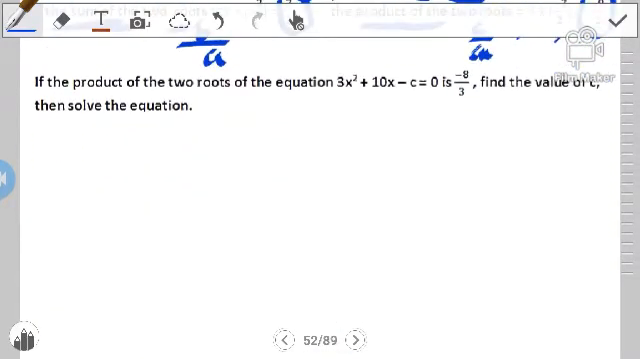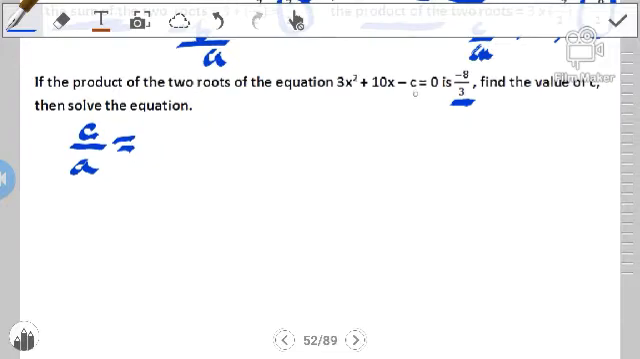طب الكلام ده نستغله في ايه؟ for example هنا عندي example بيقول لي if the product of the two roots of 3x^2 + 10x - c = 0 is -8/3، يعني product of two roots -8/3. يقول لي find the value of c. يبقى أنا هنا هقول product of roots -8/3، product of roots هو c over a.